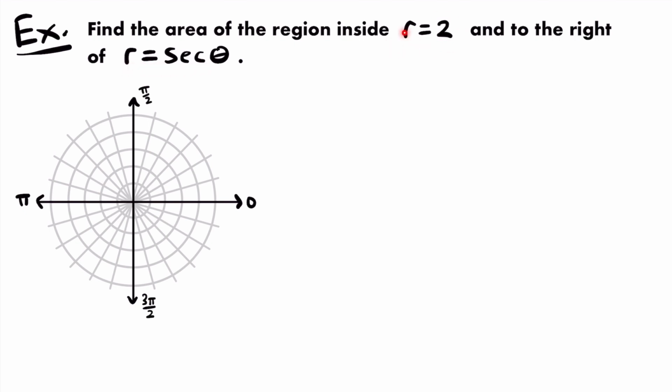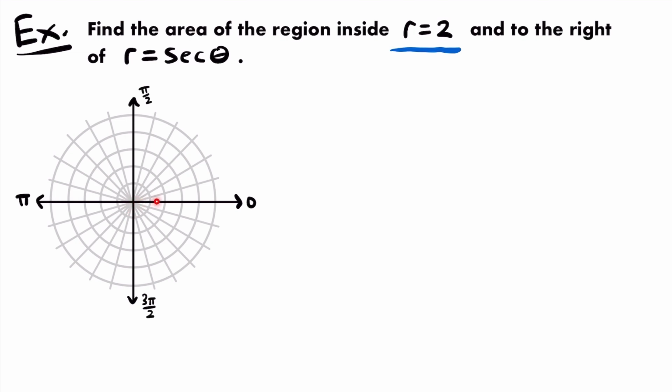So let's start with r equals 2. Whenever you have r equal to some constant, the polar graph is just going to be a circle centered at the origin with a radius of whatever value r is equal to. And here we have 2, so that means that the graph of r equals 2 will be a circle centered about the origin with a radius of 2.